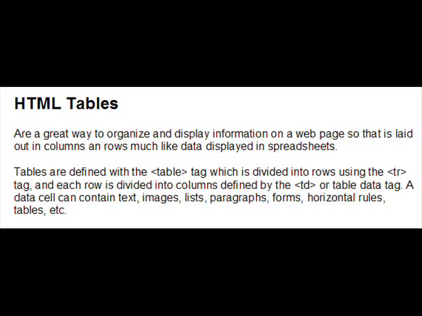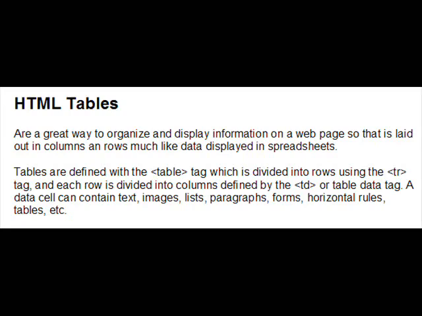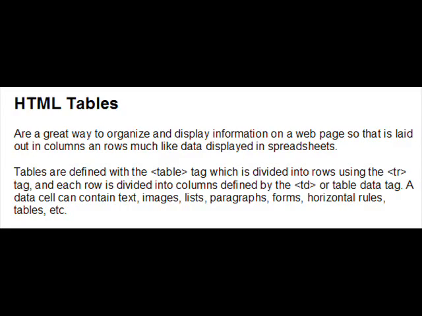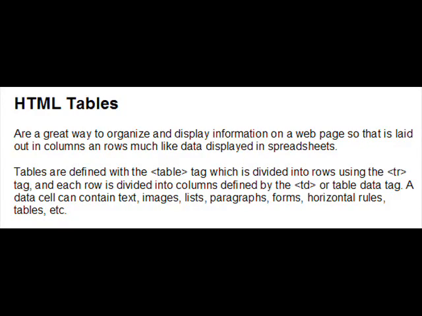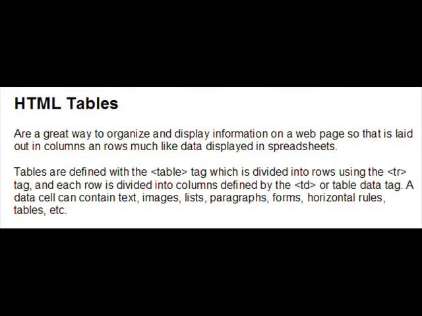Tables are defined with the table tag, which is divided into rows using the TR tag, and each row is divided into columns defined by the TD tag, or table data tag. A data cell can contain text, images, lists, paragraphs, forms, horizontal rules, tables, and more. And now that you know more about the HTML table tag, let's get into the tutorial.